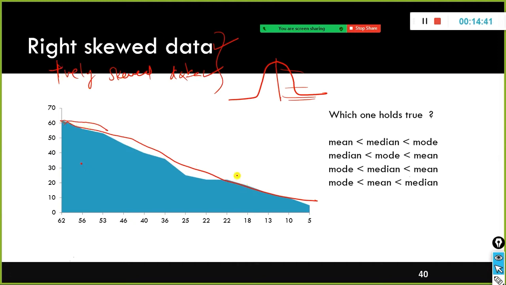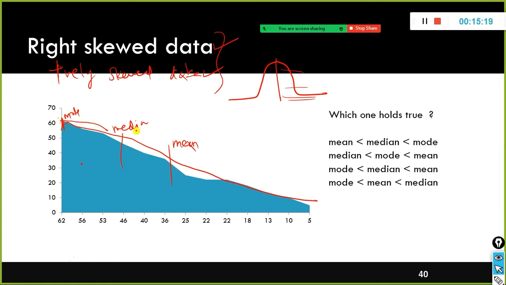So here is something like this. In the case of positively skewed data or right skewed data, the highest point is your mode. This point is the mode here, and your median will be somewhere falling here, and your mean value will get dragged toward the right side. In the case of right skewed data, the mean will get dragged to the right side. Whereas in the case of normal distribution, the mean, median, and mode all fall in the same place.